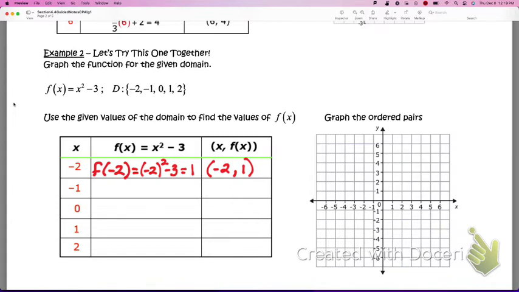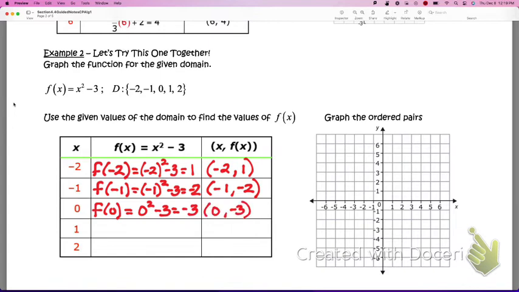So now, function evaluated at -1. It's going to be -1 squared, which is positive 1, minus 3 is -2. So -1 comma -2. F of 0 is equal to 0 squared minus 3. So 0 squared is 0, minus 3 would be -3, so 0, -3. Yeah, that's it. Now we're just going to throw them onto a graph.